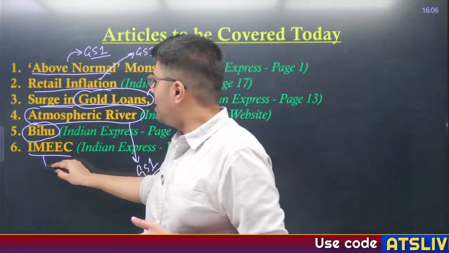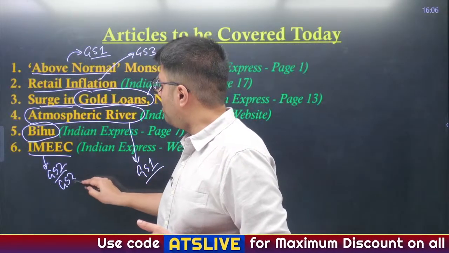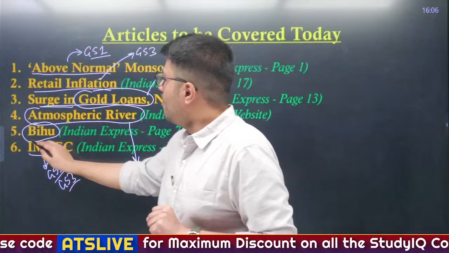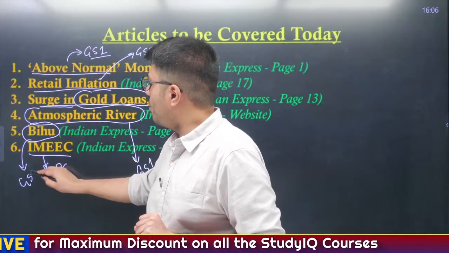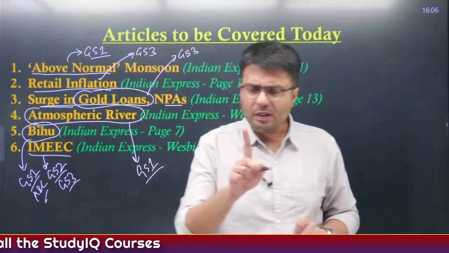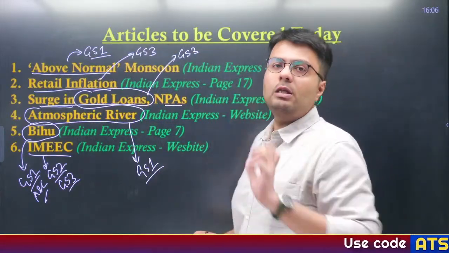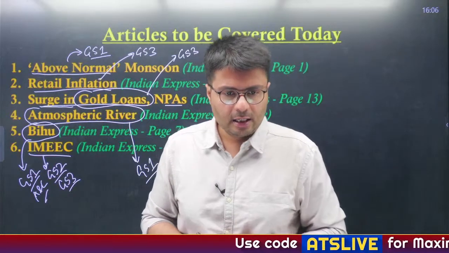This again is relevant from the GS paper 2 perspective, and mostly also GS paper 3, because it is an economic corridor. Whereas the fifth article is again important from GS paper 1, particularly from the art and culture perspective. And you understand the weightage of art and culture in prelims is quite high. So you can't ignore such topics when they come in the newspaper, right?